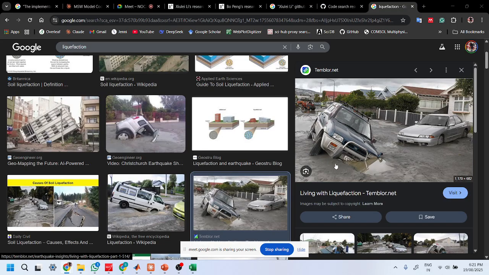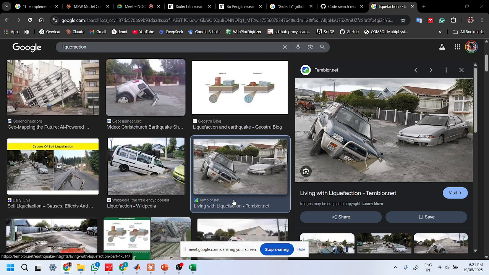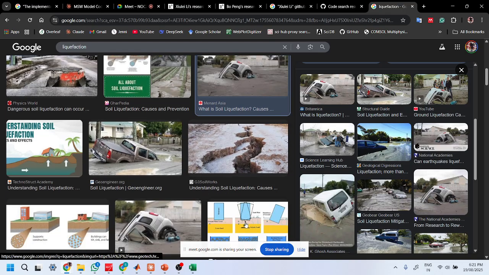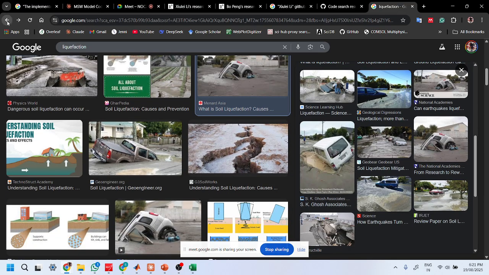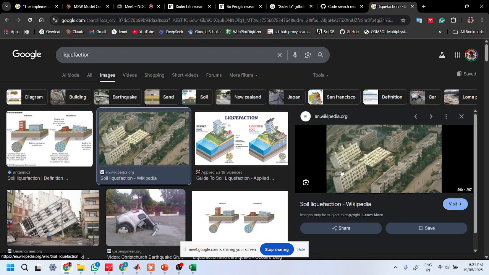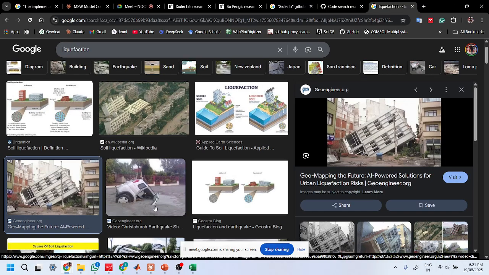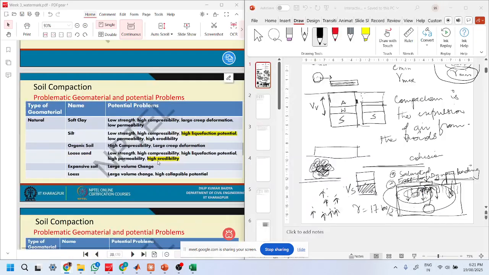Now, as you can see, it's something that is very common for cohesionless materials. So the buildings will just move as if they were on water, and they will start moving monolithically like this. You will not see them breaking or anything else happening. Monolithically, the things will move inside the soil. That is liquefaction.